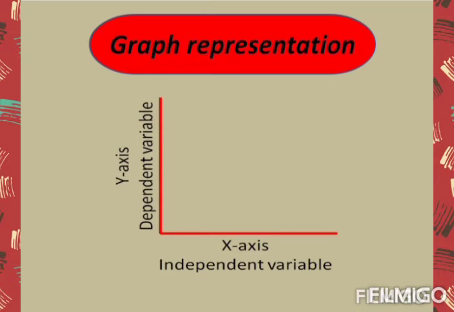Okay, students, here is the picture of the graph representation. As I have told you, there are two lines. The vertical line means the line from up to down or down to up. And there is a horizontal line from left to right or right to left. The horizontal line is called the x-axis and the vertical line is called the y-axis, and the dependent variables are always graphed on the y-axis and independent variables are graphed on the x-axis.